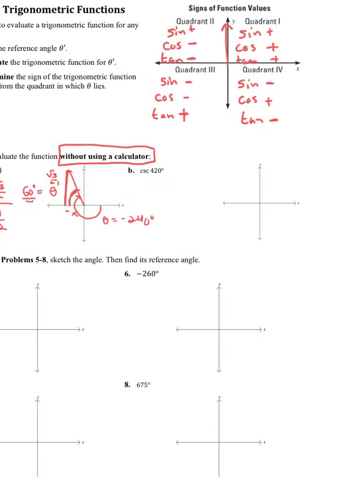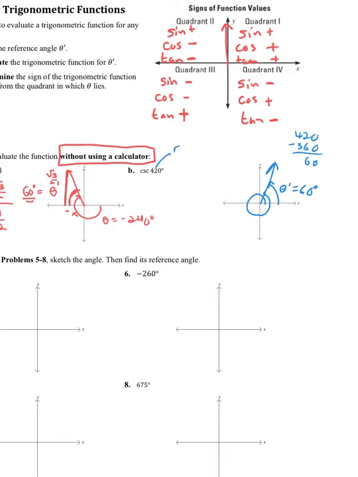Example B is cosecant of 420. So I'm going to have to go a full 360 degrees around. I'm going to say, how much past 360 am I going to go? I'm going to go another 60 degrees. So I'm going to be in quadrant 1, so my reference angle is 60 degrees.